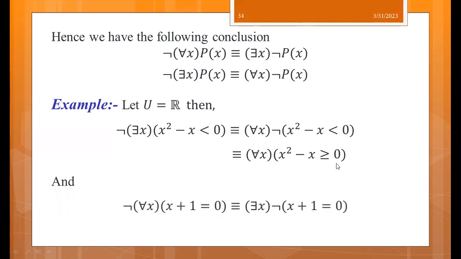Similarly, consider another example: the negation of "for every x, x plus 1 is equal to 0". If you distribute the negation, the negation of the universal quantifier is the existential quantifier, and the negation of "x plus 1 is equal to 0" is "x plus 1 is different from 0". Therefore, the negation of "for every x, x plus 1 is equal to 0" and "for some x, x plus 1 is different from 0" are equivalent to each other, because the second one is exactly the negation of the first.